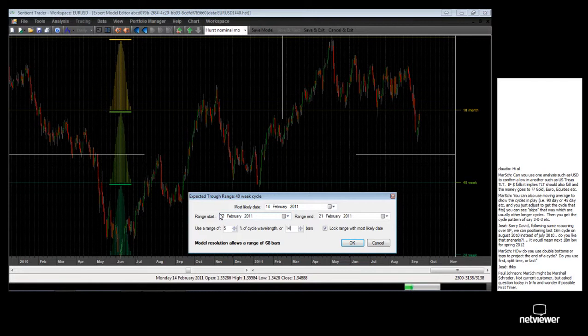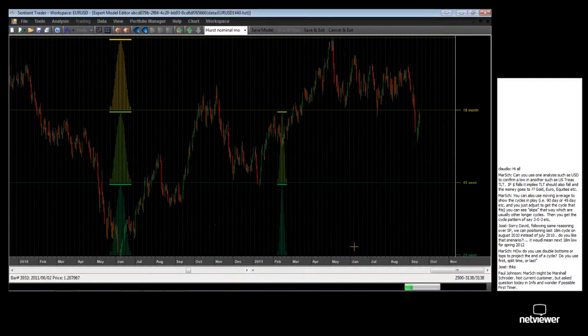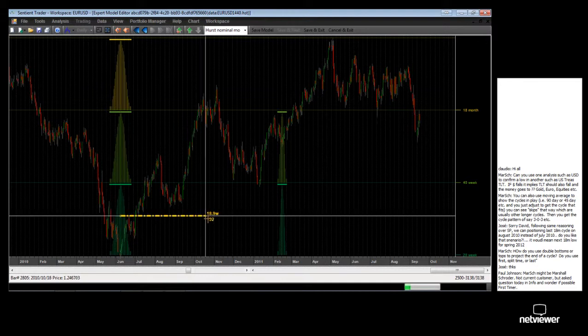I now click in the correct place. That's for the 40-week trough. But now I want to give it a very narrow range of time, because I don't want it to find that trough in January as the trough. I want it only to find the trough in February. So you can see my range start is 7th of February until the 21st of February. That's perfect. Click on OK, and there is that trough range for the 40-week cycle, not for the 18-month cycle. It doesn't appear up here at the top level, only down here at the bottom level.